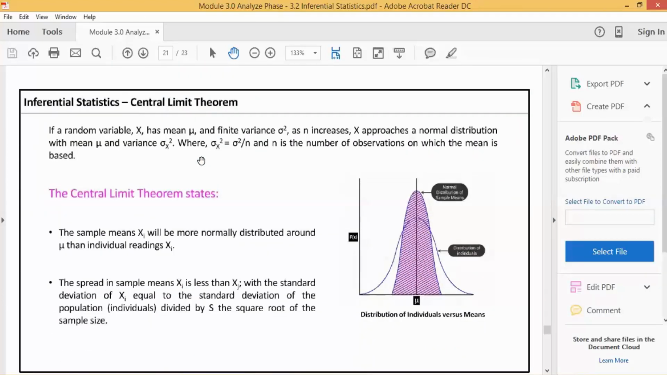what does this theorem say? If a random variable x has mean mu and finite variance sigma square, as n increases, x approaches a normal distribution with mean mu and variance sigma x square, where sigma x square is equal to the finite variance divided by n, and n is the number of observations on which the mean is based.